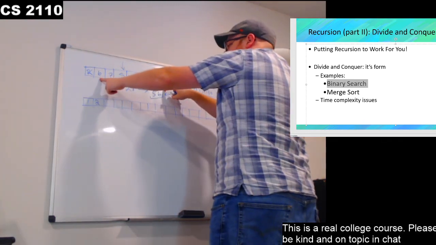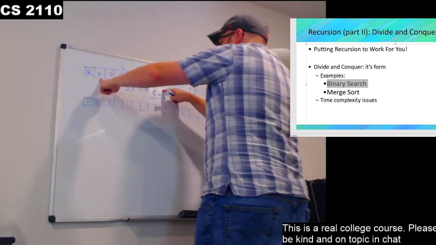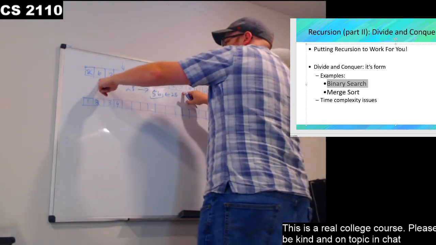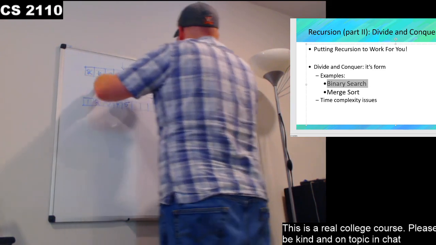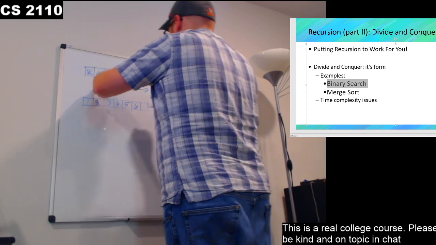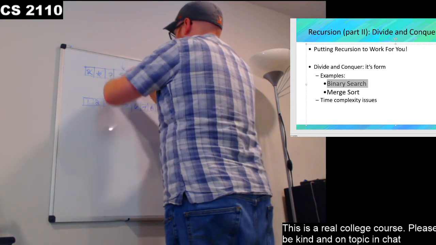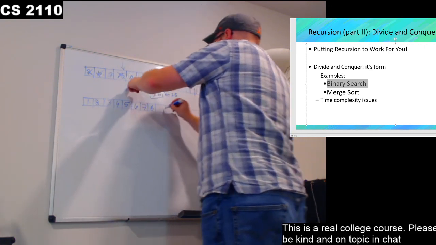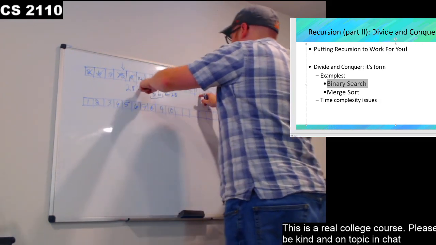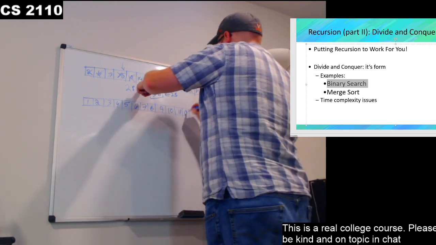Now I'm comparing 3 to 6. 3, smaller than 6. Takes me to 4. 4, smaller than 6. Then I compare 5. 5 is smaller than 6. Then 9 to 6. 6 is smaller than 9. 7 is smaller than 9. 8 is smaller than 9. 9 is smaller than 10. 10 is smaller than 11. 11 is smaller than 14. 13 is smaller than 14.